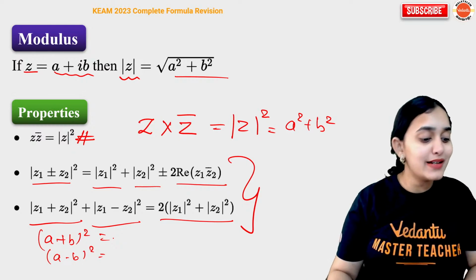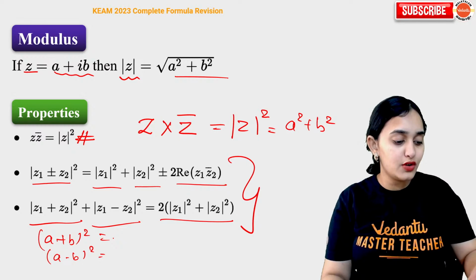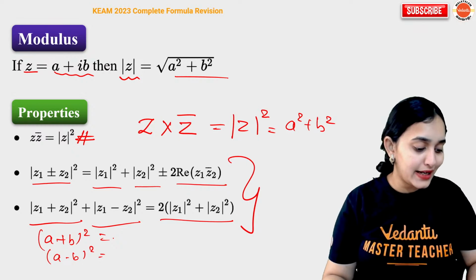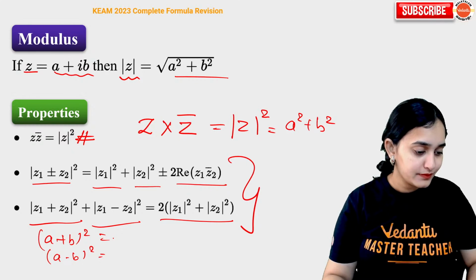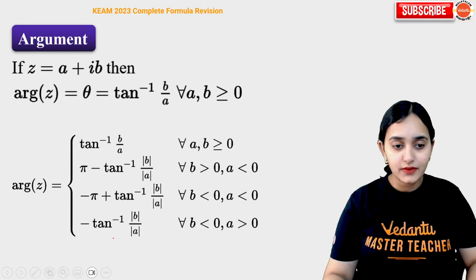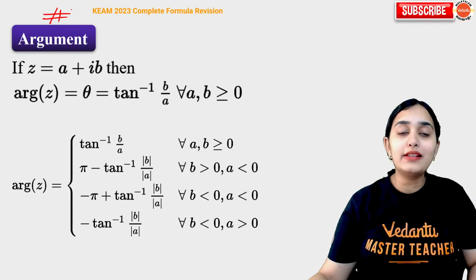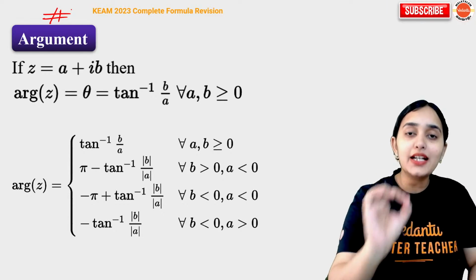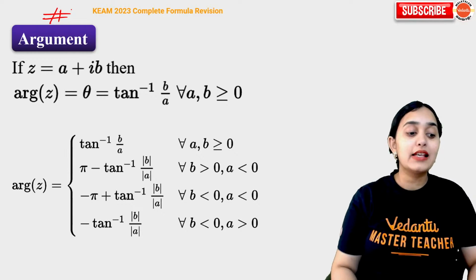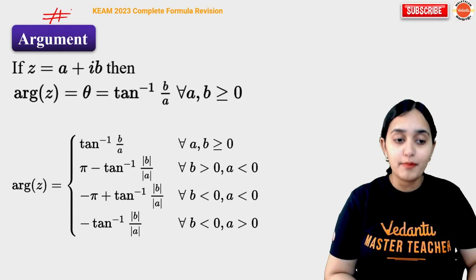All of you remember the two formulas? How many of you know a plus b whole square, a minus b whole square? You know, right? Okay. Next, another important concept asked every year in the question paper is the argument of a complex number.